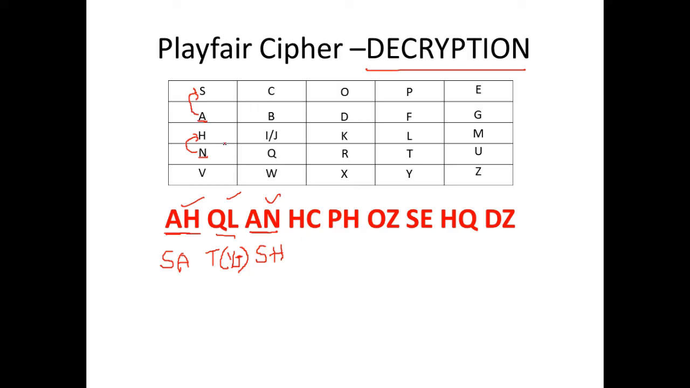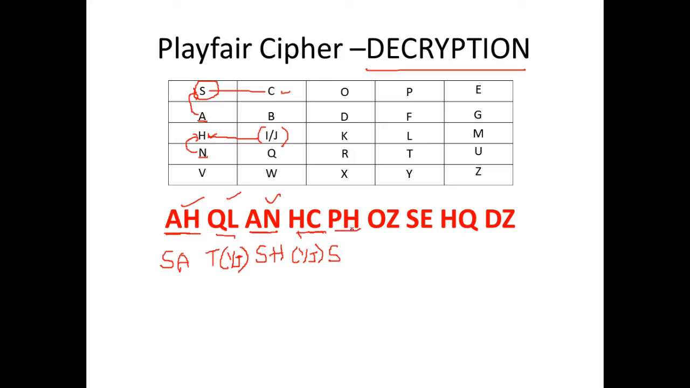What is HC? You see H is here, C is here. They are in two different columns and rows. So how H meets C? You'll have I comma J. So instead of H, we're going to put I or J. And what is C? C meets H like this. So yes. So we finished this too.